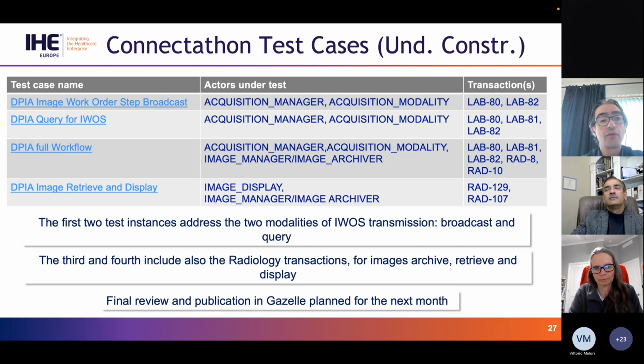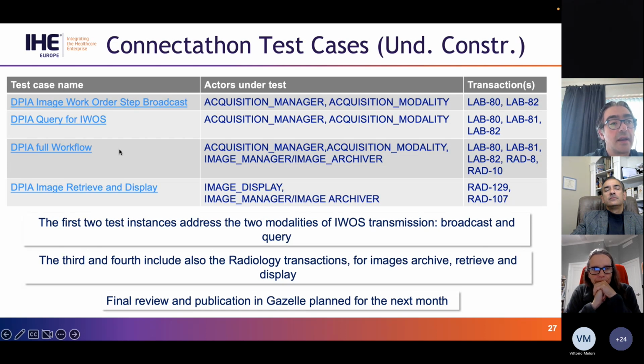There is also a full workflows test that addresses both the HL7 version 2 parts of the profile that are query for broadcast or query for IWOS, together with the radiology parts of the profiles that are those that involve image saving in the archiver, image storage, sorry, in the archiver, and also image retrieval and display, but by an appropriate actor.